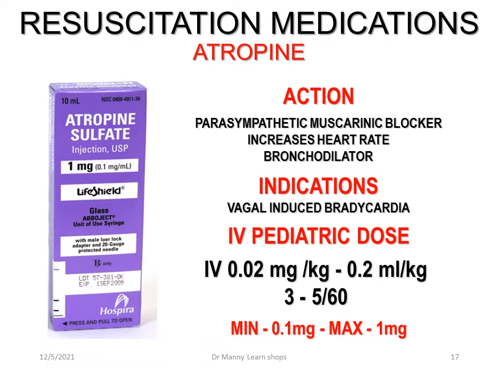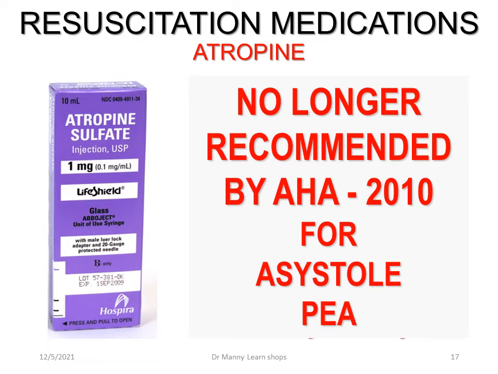Atropine as a resuscitation medication. It's a parasympathetic muscarinic blocker. It increases heart rate and it's a bronchodilator. And it's indicated for vagally induced bradycardias. The pediatric dose is 0.02 milligrams per kg every 3 to 5 minutes with a maximum dose of 1 milligram, however, not less than 0.1 milligrams. As far as the American Heart Association are concerned, it's no longer recommended for asystole or pulseless electrical activity, as it's been shown to have no benefit and probably be more detrimental than beneficial. Atropine sulfate.